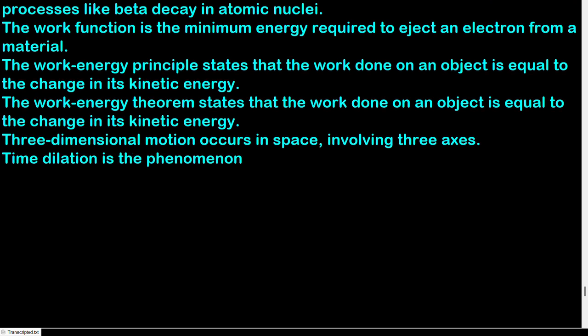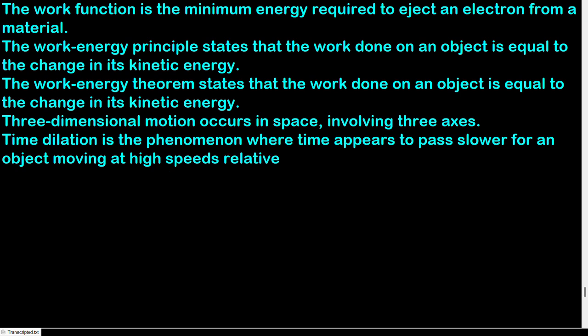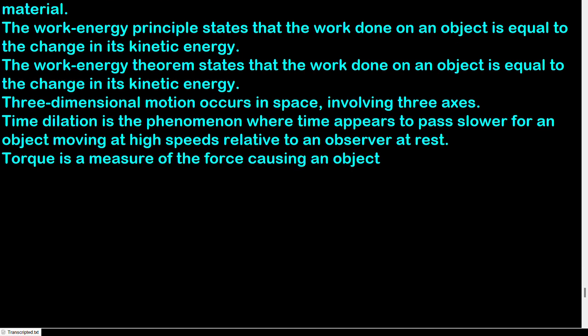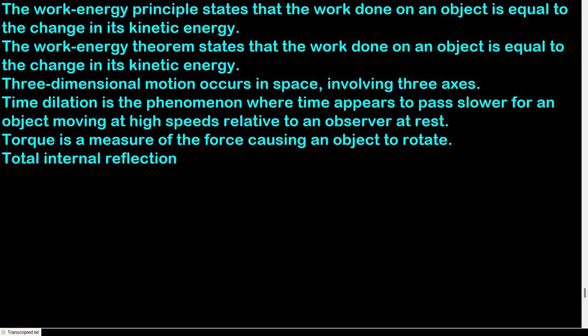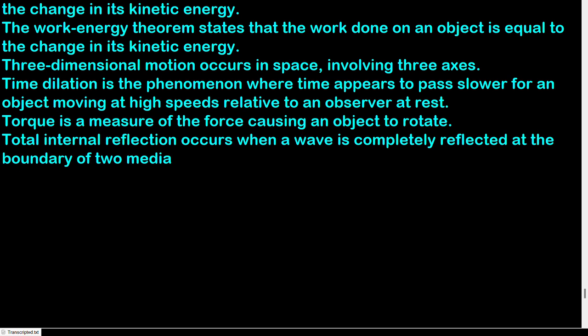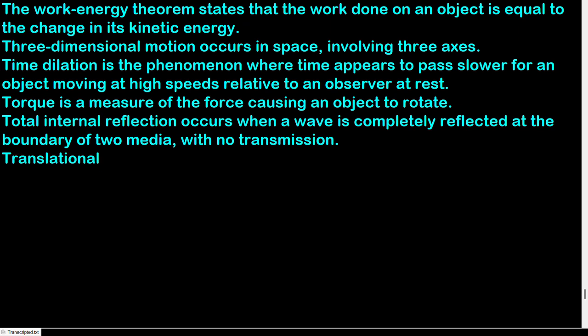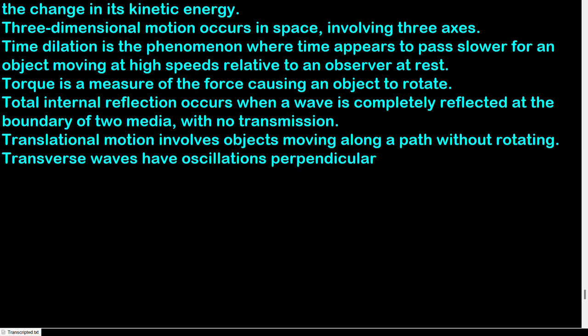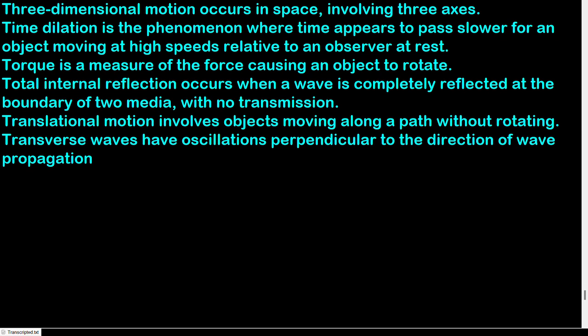Time dilation is the phenomenon where time appears to pass slower for an object moving at high speeds relative to an observer at rest. Torque is a measure of the force causing an object to rotate. Total internal reflection occurs when a wave is completely reflected at the boundary of two media, with no transmission. Translational motion involves objects moving along a path without rotating. Transverse waves have oscillations perpendicular to the direction of wave propagation.